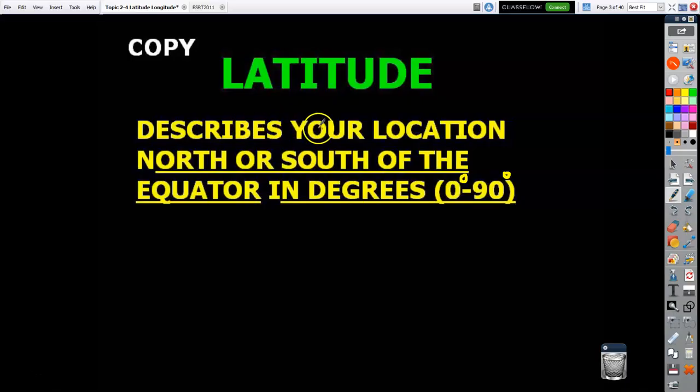Latitude is your location north or south of the equator in degrees. Latitude runs from 0 to 90, only 0 to 90, as opposed to longitude, which we'll get to, which goes 0 to 180. But latitude covers north, south of the equator in degrees 0 to 90. For example, Rhinebeck is 42 degrees north latitude. So we are 42 degrees north of the equator. When they say, what's your latitude? Rhinebeck, 42 degrees north. You are 42 degrees to the north of the equator.